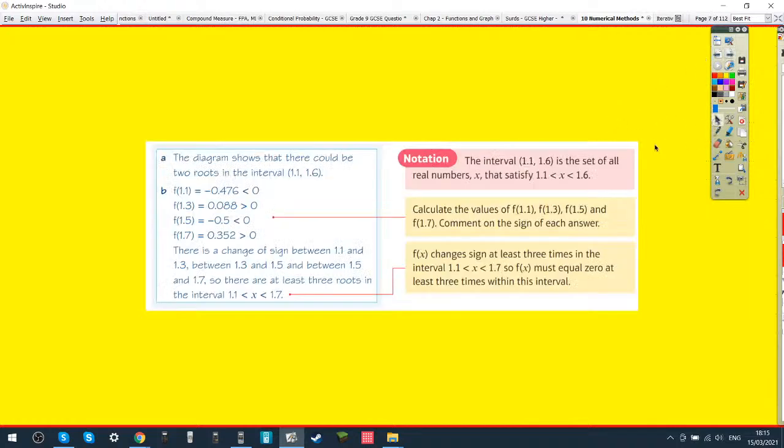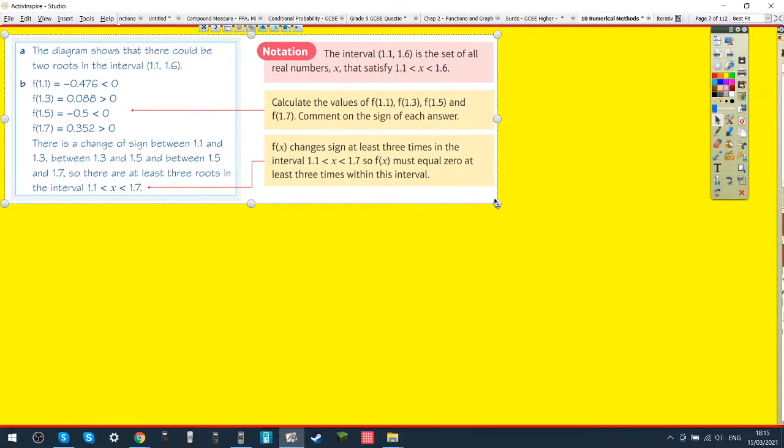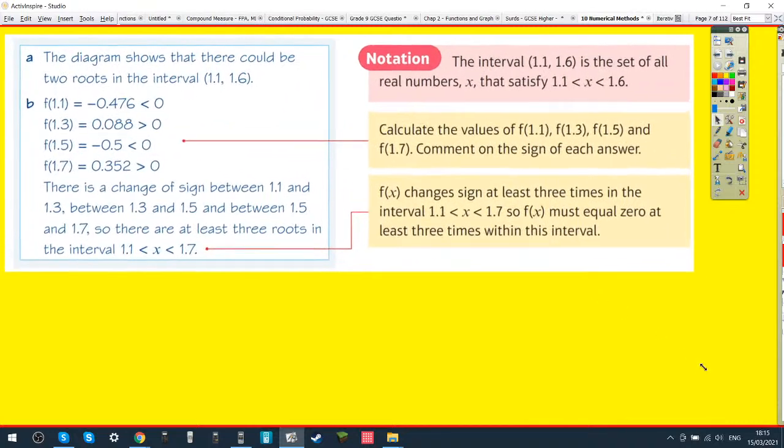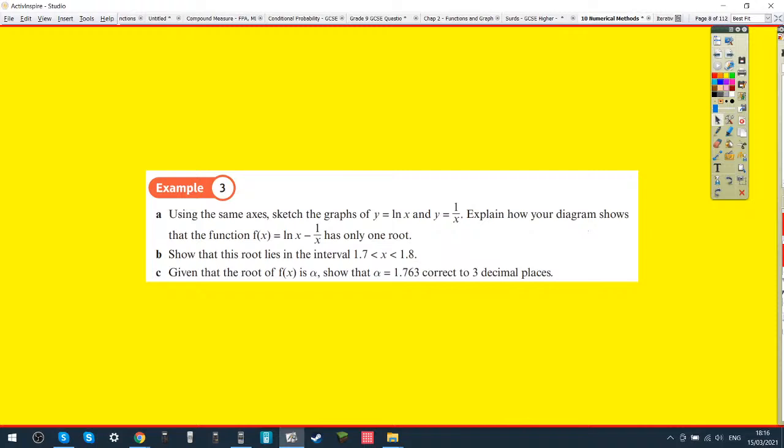Let's take a look. So part A, the diagram shows there could be 2 roots. So the f of 1 is less than 0. The f of 3 is greater than 0. The f of 5 is less than 0. And the f of 1.7 is greater than 0. Yeah, so there's a sign change here. Sign changes here, and then the sign changes again here. So there's 3 sign changes, and so there must be 3 roots, at least 3 roots. Great. I think we're good.